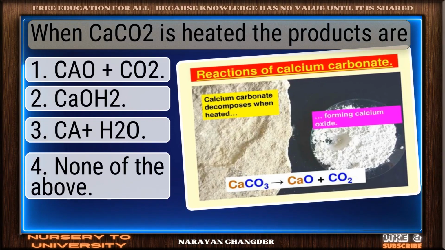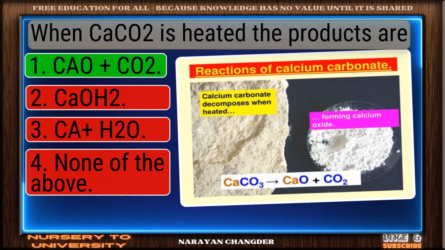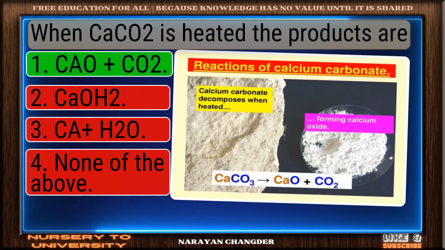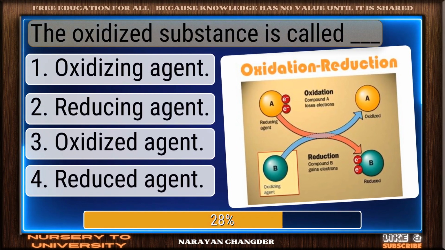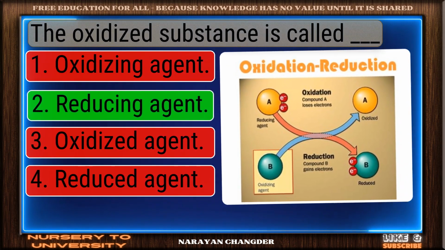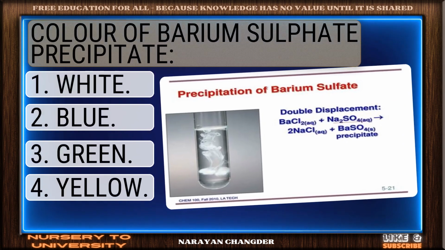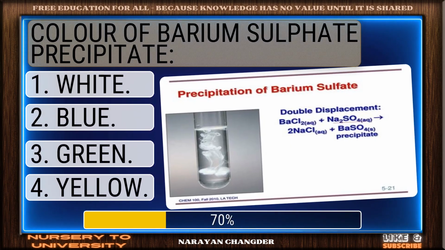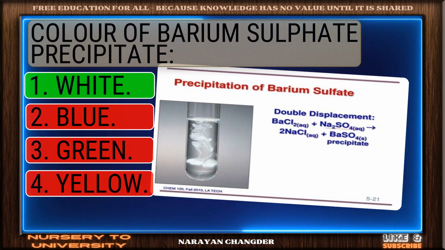When CaCO3 is heated, the products are. Well reasoned. CaO plus CO2 is correct. The oxidized substance is called dash. Great thinking. Reducing agent is right. Color of barium sulfate precipitate. Strong choice. White is right.